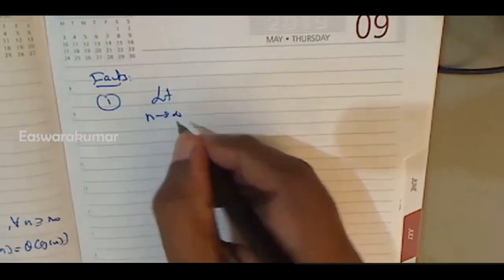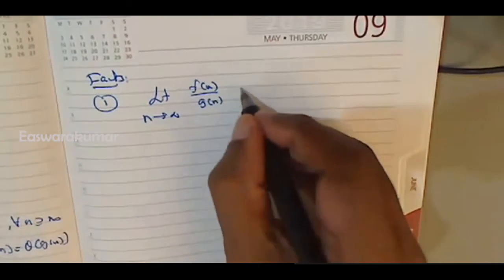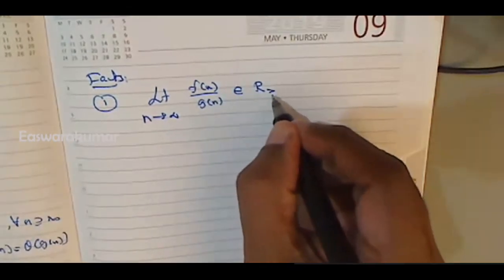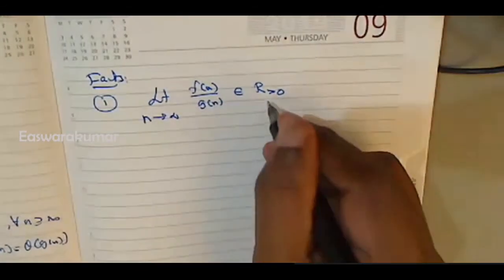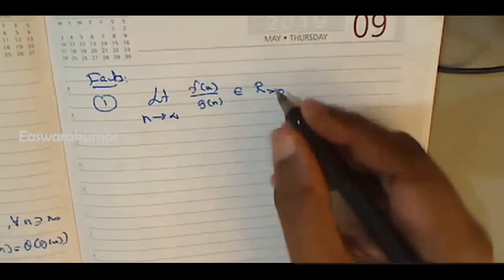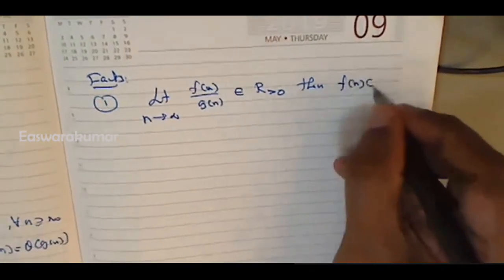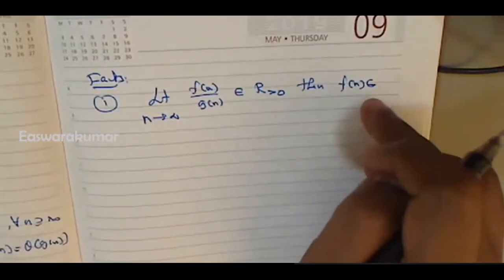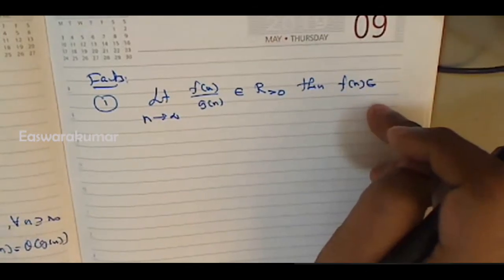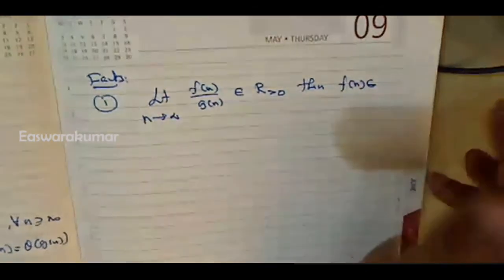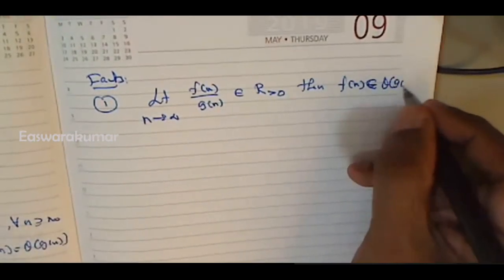So limit n tends to infinite, f of n by g of n, if that belongs to the positive real number, equal to 0 is not there. Okay, greater than 0, positive real number. Then what we can conclude is the function f of n belongs to... Now you see we are using belongs to. Okay, so now you understood why I am using belongs to in some places and equal to in some places. Don't confuse that. So f of n belongs to theta of g of n.